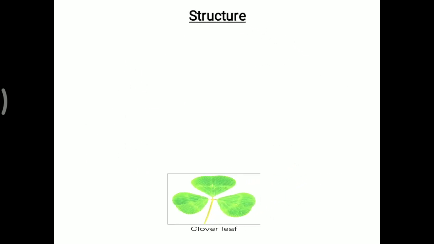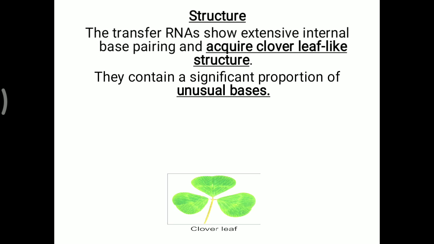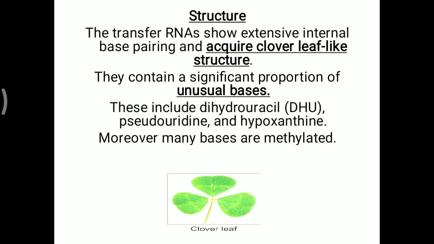Now here is a structure of the tRNA. The transfer RNA shows extensive internal base pairing and acquires a clover leaf like structure. Here a structure of the clover leaf is shown. Now they contain a significant proportion of unusual bases. Normally 4 nitrogen bases are present in RNA, that is adenine, guanine, cytosine and uracil. Thymine is not present, but here in tRNA these include dihydrouracil, pseudouridine and hypoxanthine, which are also present in the structure of tRNA. Moreover, many nitrogen bases in this tRNA are methylated.